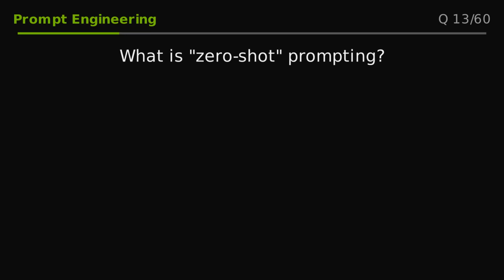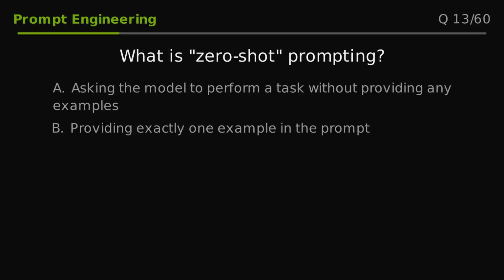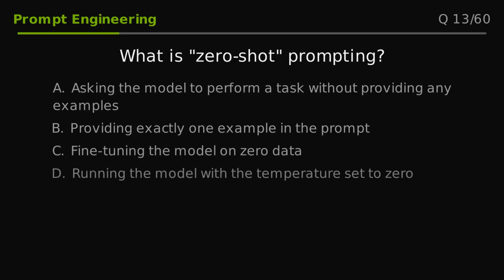That is zero-shot prompting. Option A: asking the model to perform a task without providing any examples. Option B: providing exactly one example in the prompt. Option C: fine-tuning the model on zero data. Option D: running the model with the temperature set to zero.